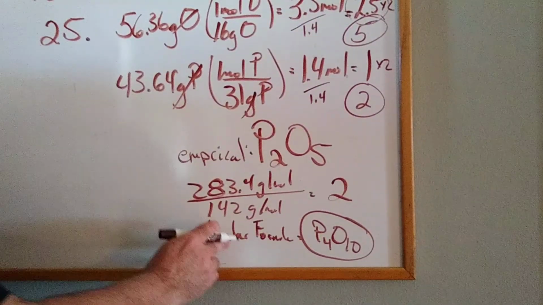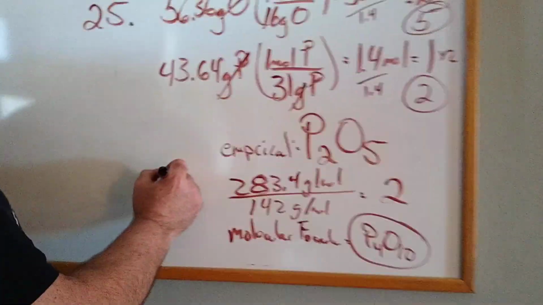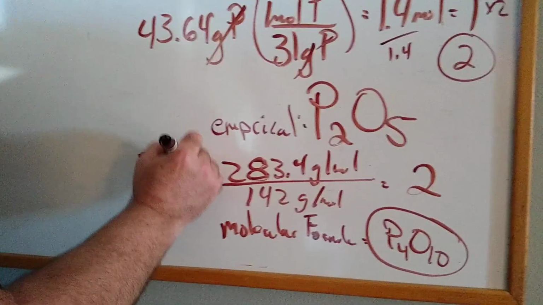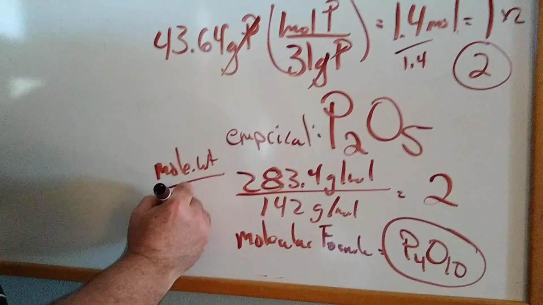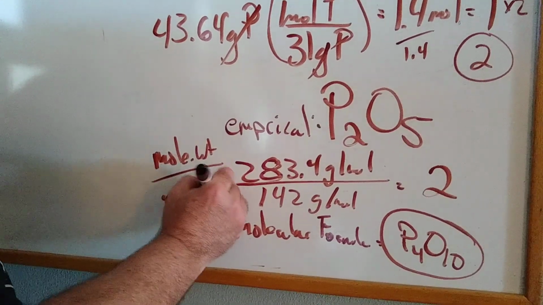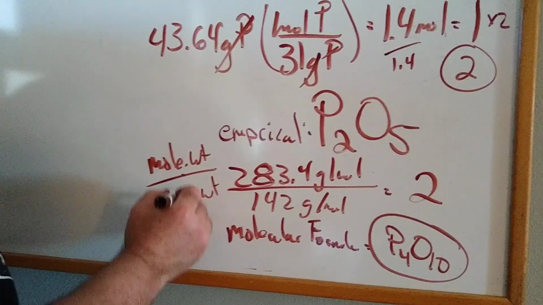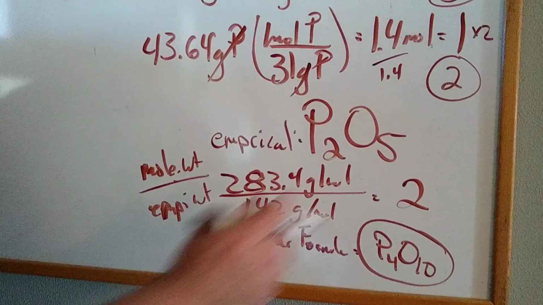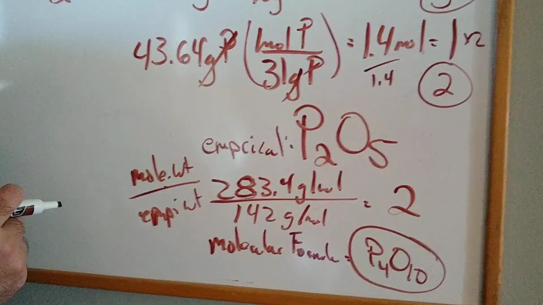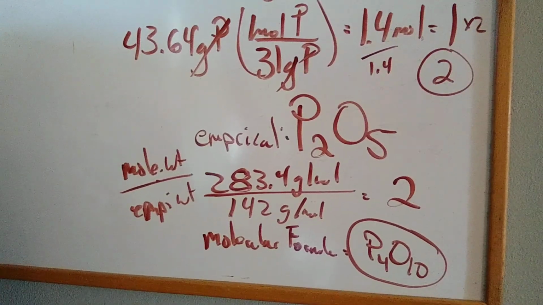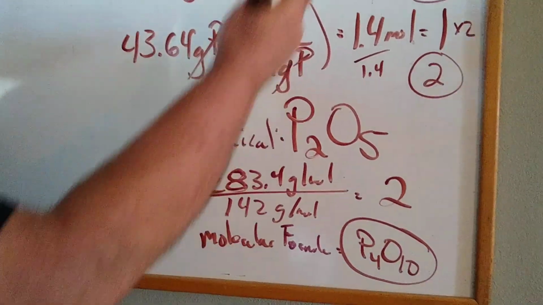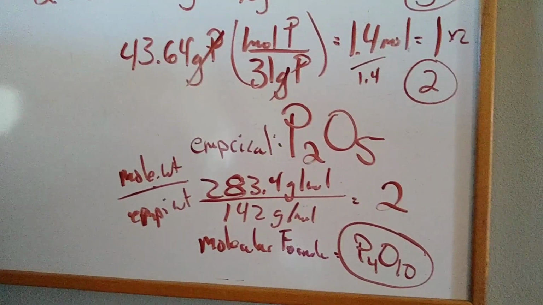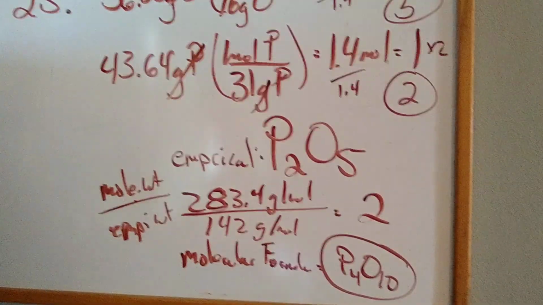So you have to get your multiplier by taking the molecular weight divided by the empirical weight. If we do that, we get our multiplier. We take our multiplier to our empirical formula, we get our molecular formula. So that's how we do problem number 25. Again, sorry I got messed up on that top part there.